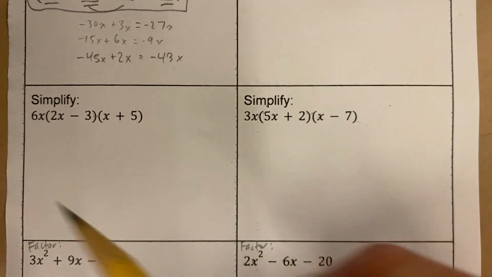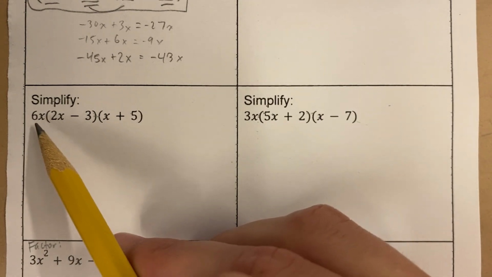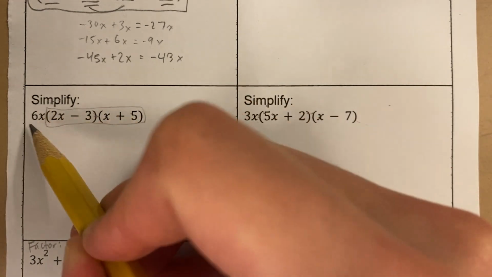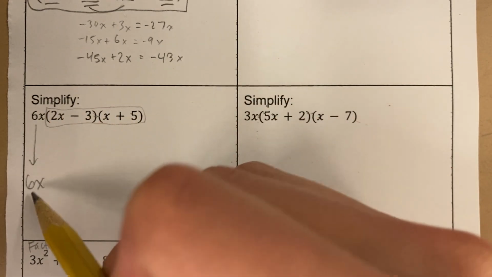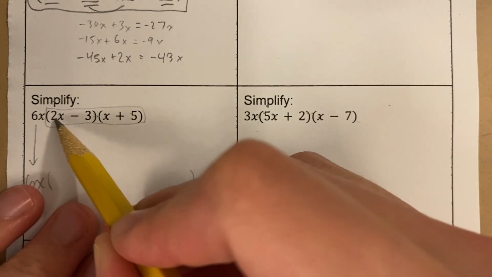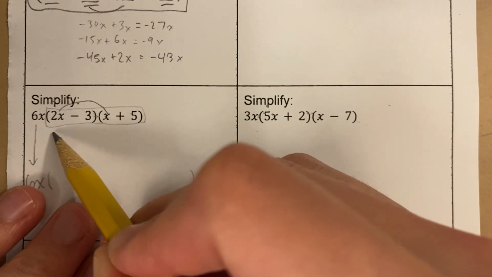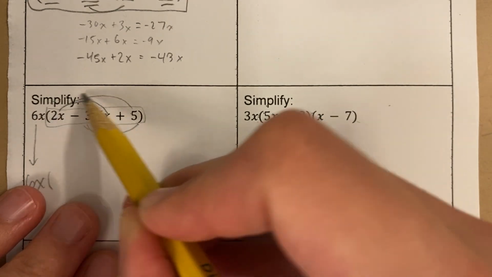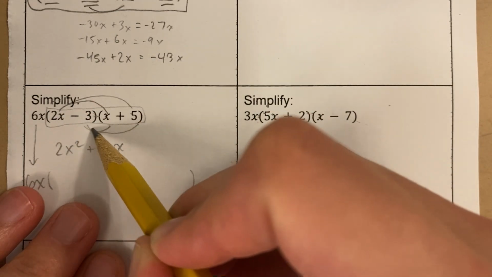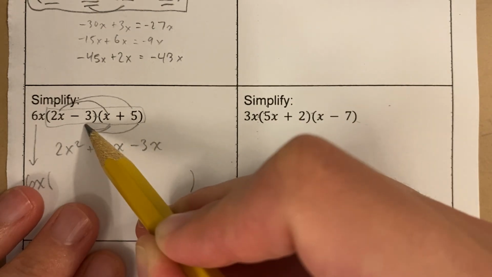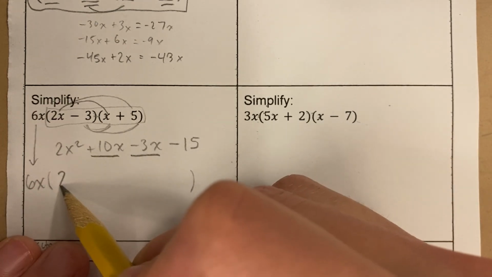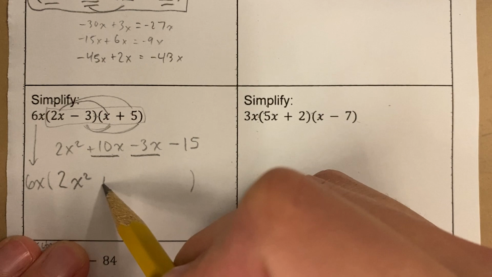Okay, in this next one, it says simplify. Now look, this is multiplying. I have this times this times this. So I'm going to multiply these two first. I'm going to bring this 6x down so I don't forget about it. Now I'm going to start multiplying here. It's always 1, 2, 3, 4. So 2x times x is 2x squared. 2x times 5 is plus 10x. Negative 3 times x is negative 3x. And negative 3 times 5 is negative 15. I'm going to combine my like terms and bring it down here. 10 minus 3 is 7.